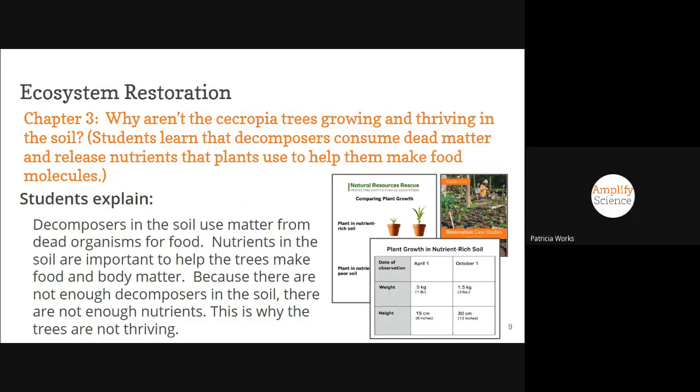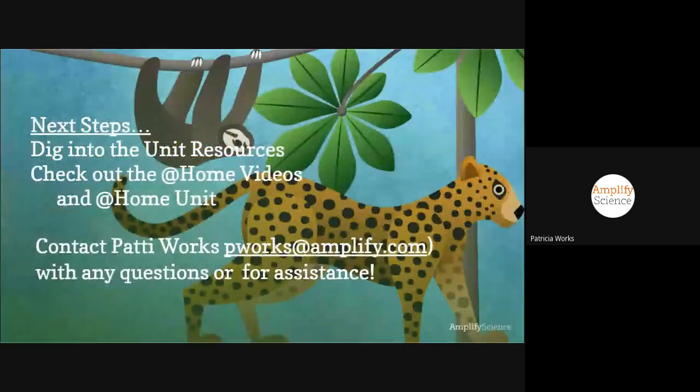Nutrients in the soil are important for cecropia trees because they help the plants make food and body matter. Because there are not enough decomposers in the soil, there are not enough nutrients. This is the reason the cecropia trees are not thriving.